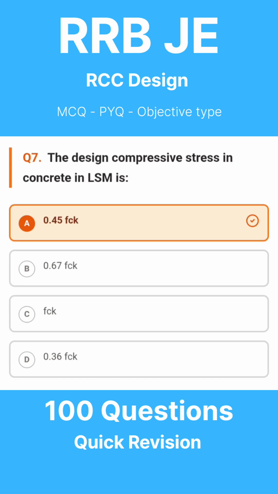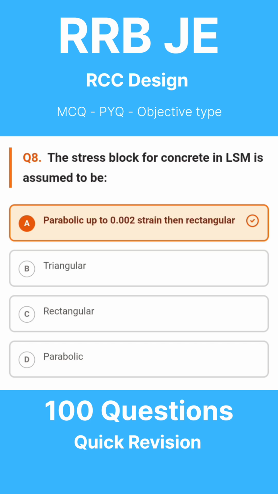Question 7. The design compressive stress in concrete in LSM is. The correct answer is 0.45 fck. Question 8. The stress block for concrete in LSM is assumed to be. The correct answer is parabolic up to 0.002 strain then rectangular.